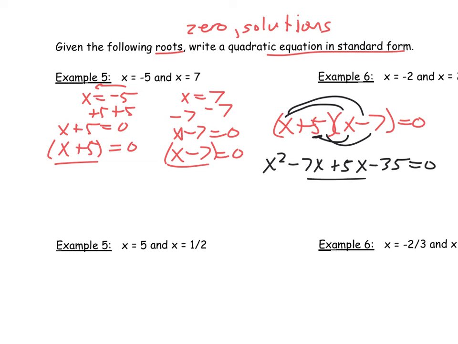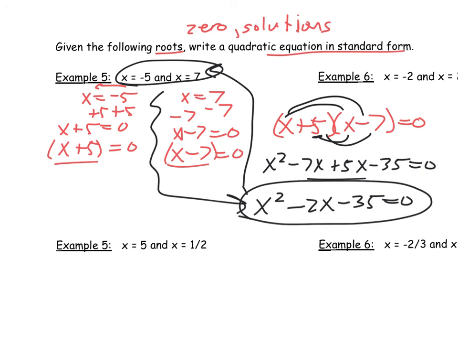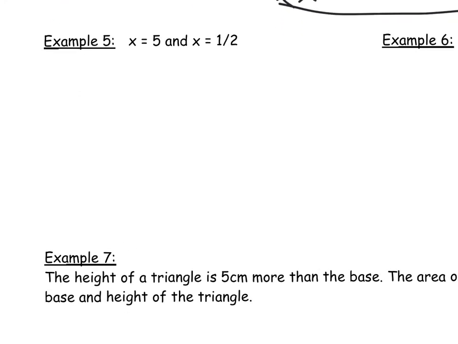And then combine like terms. So it's x squared minus 2x minus 35 equals 0. Excuse me. There's my quadratic equation in standard form. So it's basically the opposite of what we just did. Usually we would factor this and find my roots, or solutions. Here you're going to work backwards and find what quadratic equation it came from. We'll do example 5 now.